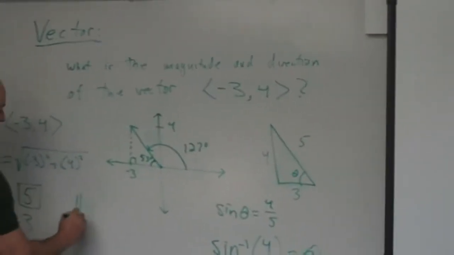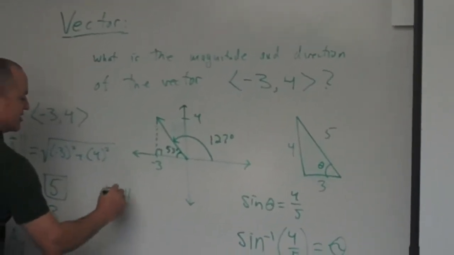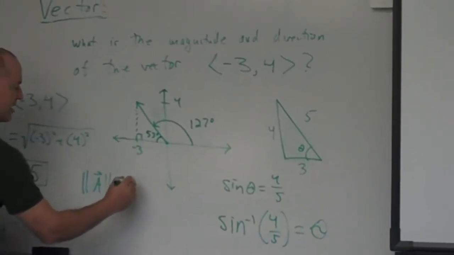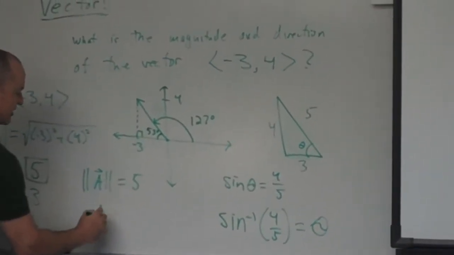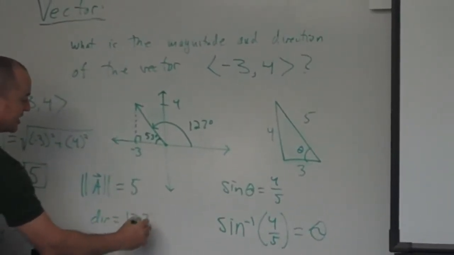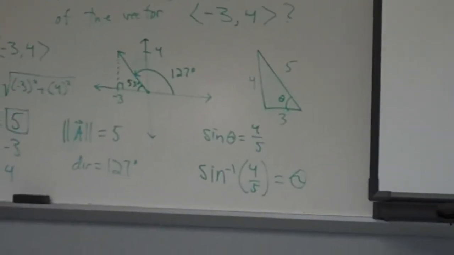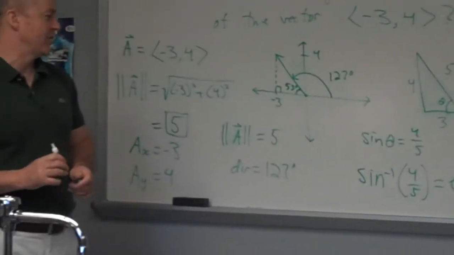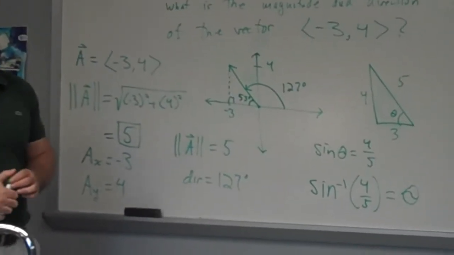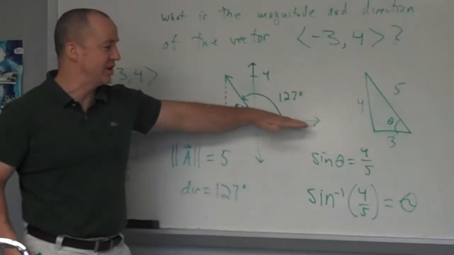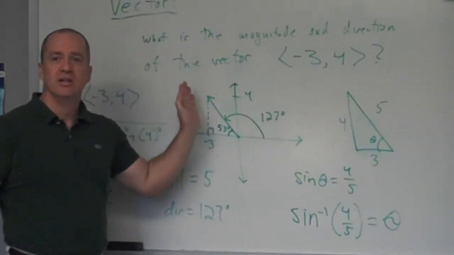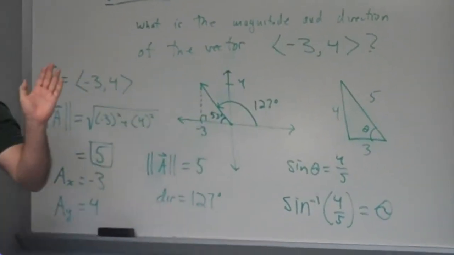The magnitude is 5 and the direction equals 127 degrees. How's that a direction? You have to know what we're talking about. For this unit, we're going to talk about the Cartesian coordinate plane with 0 as an angle.